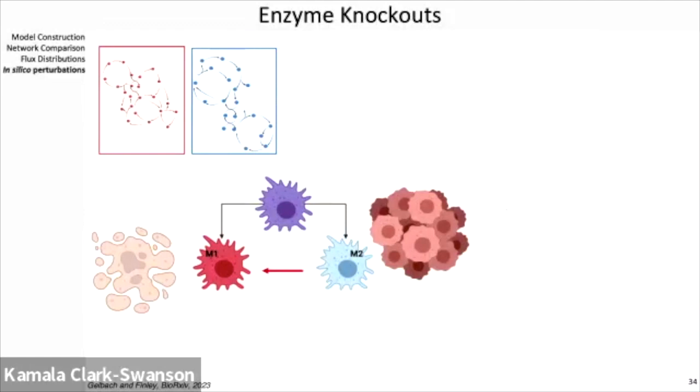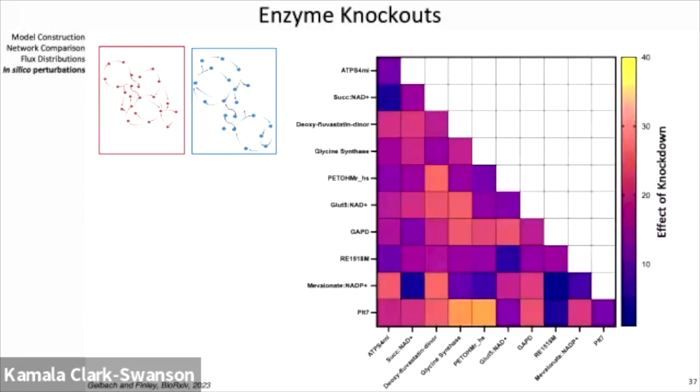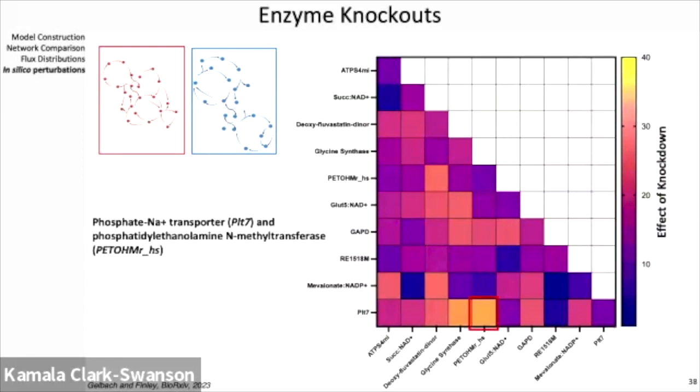ability. And so we can take our model and in silico knock down a metabolic reaction. In our case, we decided to do pairwise metabolic knockdowns because there's some evidence that hitting two different spots in the network is more productive than just one. And this is showing the top 10 most impactful metabolic reaction knockouts. And we found this phosphate transporter and methyltransferase to induce the biggest shift towards an M1-like state.